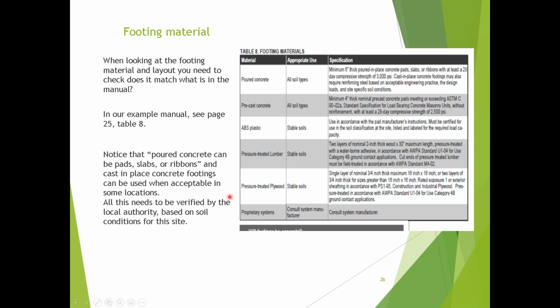Footing material. A lot of times the question comes up: can I use poured concrete? Can I use ABS plastic, pressure treated plywood? Some of these things depend on the geographical location. Sometimes in Ohio you can't use all of these things, but you maybe can use some.